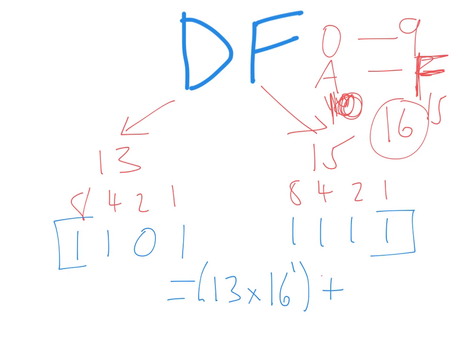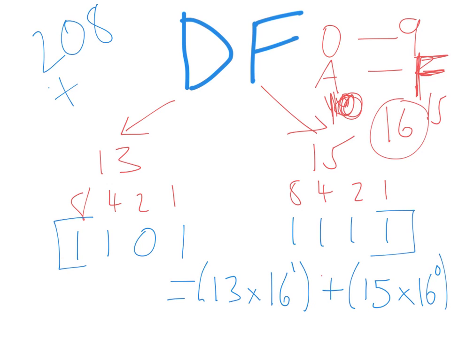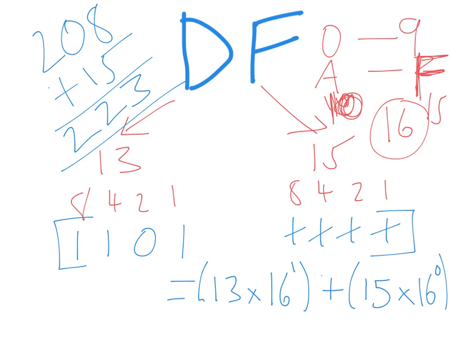Then you add the next half of the binary value, so it'll be 15 times 16 to the power of 0, which is just 15. So 208 plus 15 gives us 223. If we think back to the previous numbers, we would have 1, 2, 4, 8, 16.